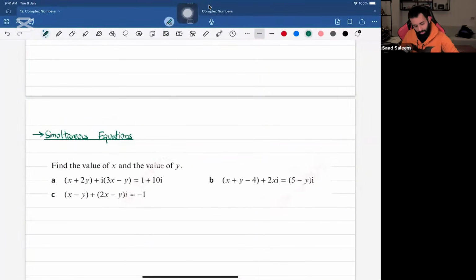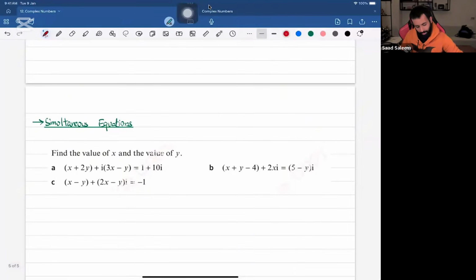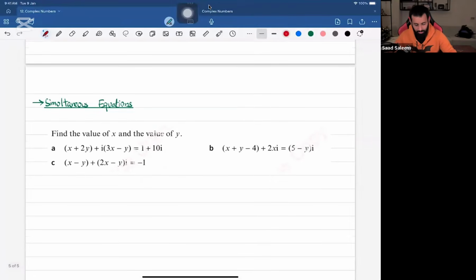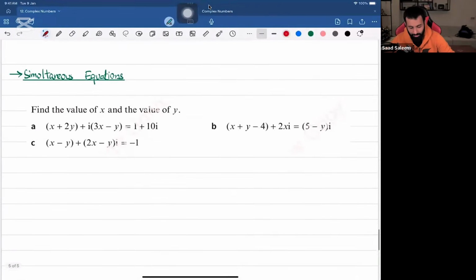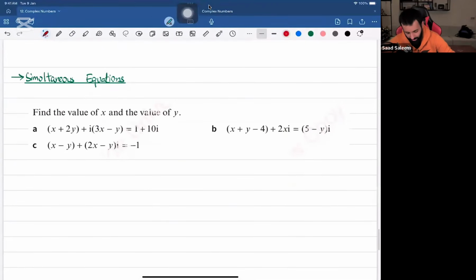Now, let's do the first part. The way that we solve this, we solve it by comparison. We solve it by something called comparison. Now, how do we compare? Here's how we compare. So if you look at the first part, I'm going to solve the first part.